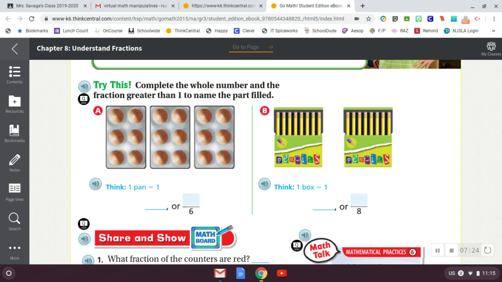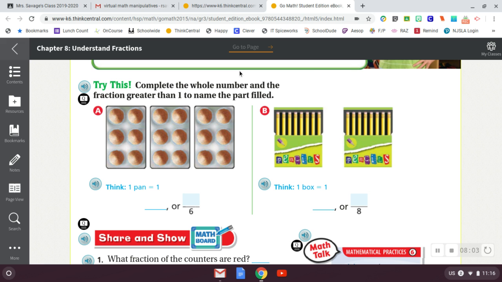Where'd this 8 come from? Turn and talk to somebody in your house or the floor or your dog or your cat. Where did that 8th come from? Go ahead. I know where that 8th came from. I have 1, 2, 3, 4, 5, 6, 7, 8 pencils in each box. 8 pencils in this box, 8 pencils in this box, because they're the same box. So I know I have 2 wholes. I have 8 eighths here.